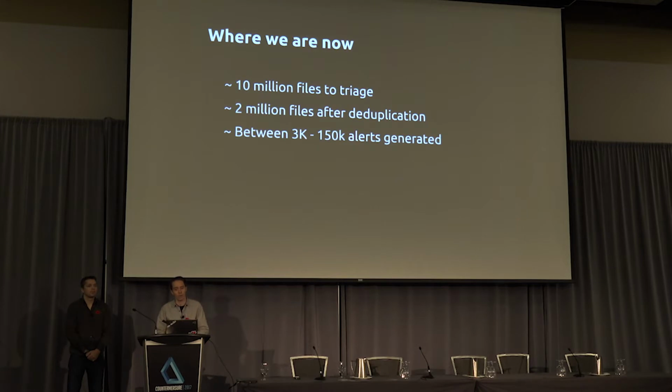So where are we right now? On any given day, we essentially will ingest about 10 million files for triaging purposes. After deduplication, we can get that down to about 2 million. And then based on those 2 million files, we're generating between 3,000 and 150,000 alerts. That's pretty good on the low end. If we send out 150,000 things, our analysts, they like to find us.